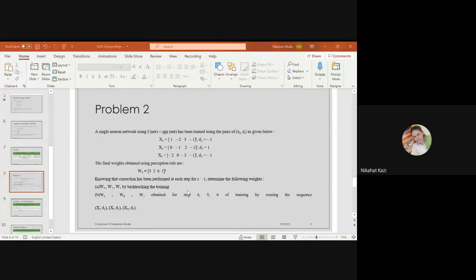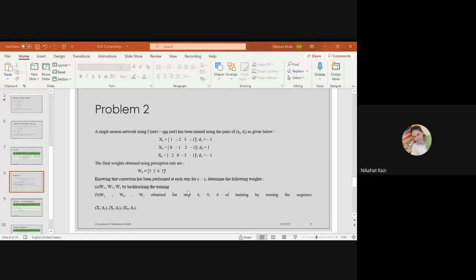So what is the meaning of this statement? The meaning of this statement is that at every step that a pattern was presented, there was a wrong output prediction. Correction means correction in the weights. So correction was performed at each step. That means there was a mismatch at every step of training. For each of the input patterns, whatever the network was predicting was not equal to the desired output D. O was not equal to D in each step.